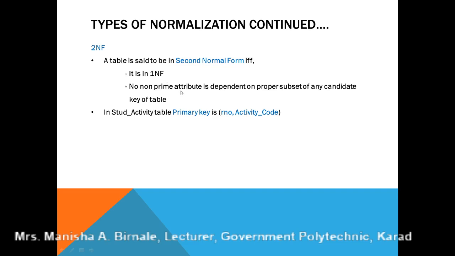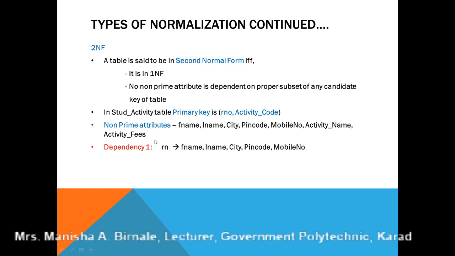Then what is meant by non-prime attribute? The attributes in the table which are not part of the primary key are called non-prime attributes. So all the remaining attributes except roll number and activity code, like fname, lname, city, pin code, are non-prime attributes because they are not part of the primary key.